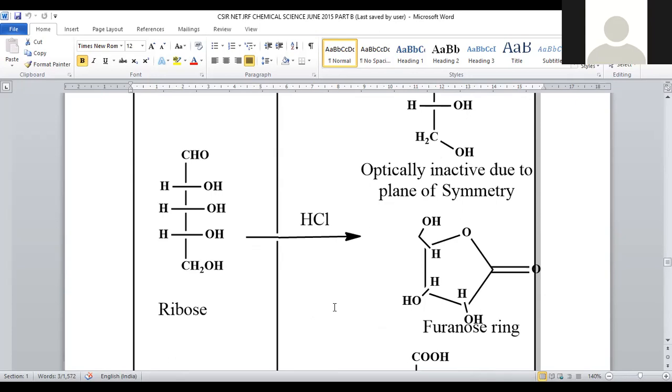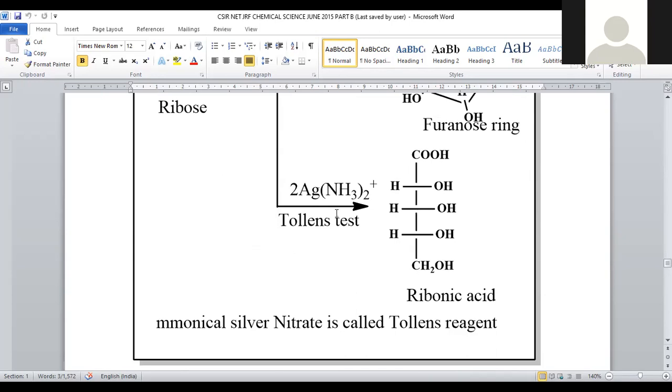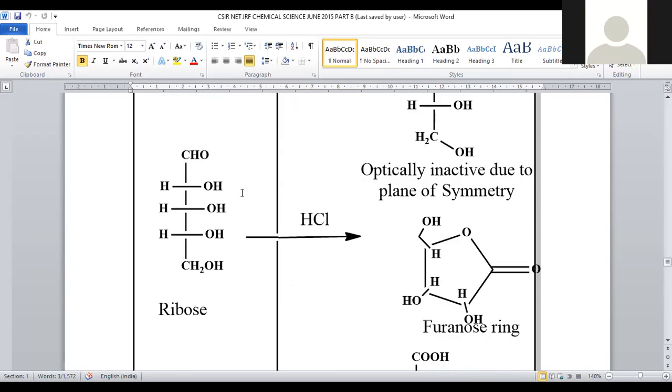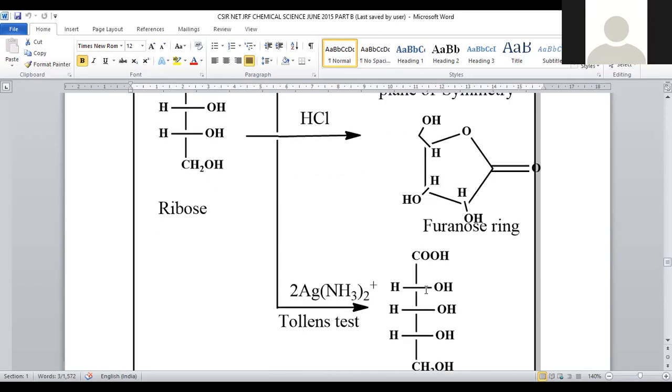When Tollens reagent is added, aldehyde will give silver mirror, ketone will not react with that, so that we can clearly assume the given compound is aldehyde if silver mirror is formed. What is Tollens reagent? Ammoniacal silver nitrate is called Tollens reagent. It is the mild oxidizing agent which is used to convert aldehyde into carboxylic acid, right?